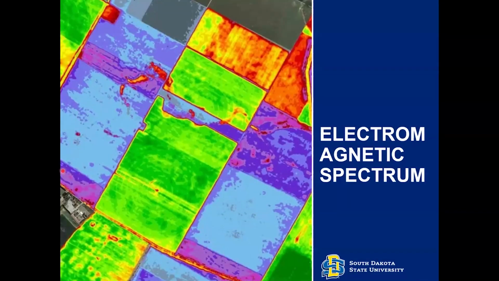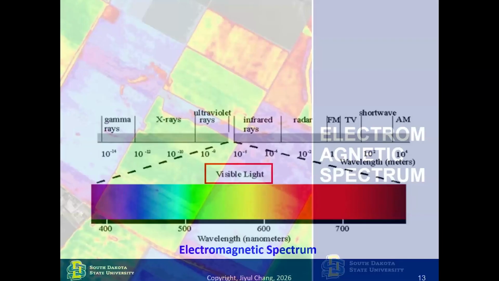Okay, these are about the drone things, the platform things. Next, I'd like to talk about a little bit of basic science about remote sensing. Because the main reason for using a drone is that we need to collect data. To collect data, we need a sensor, and I'd like to talk about a little bit of basic science about the sensors.